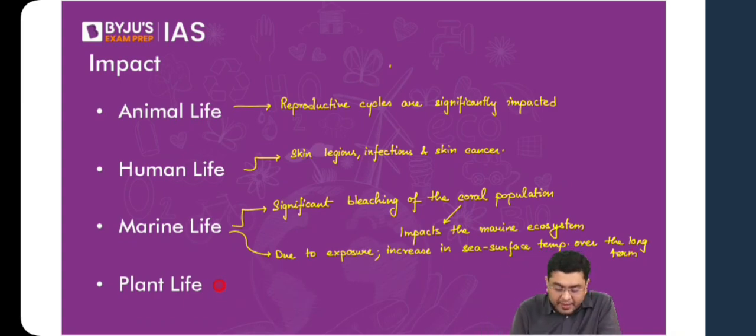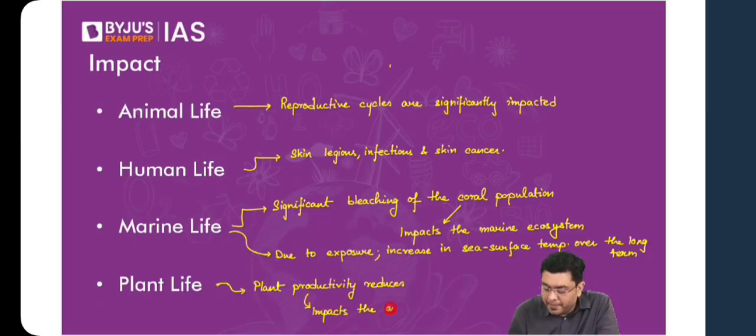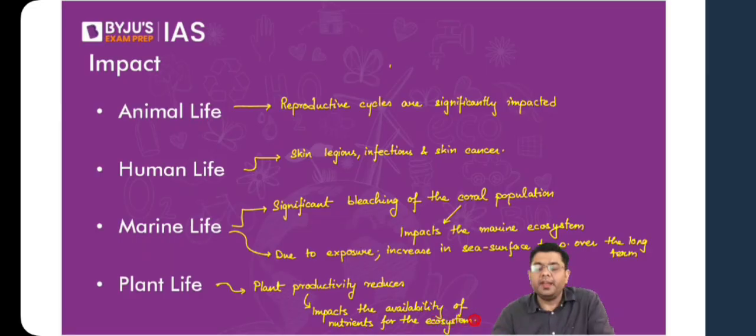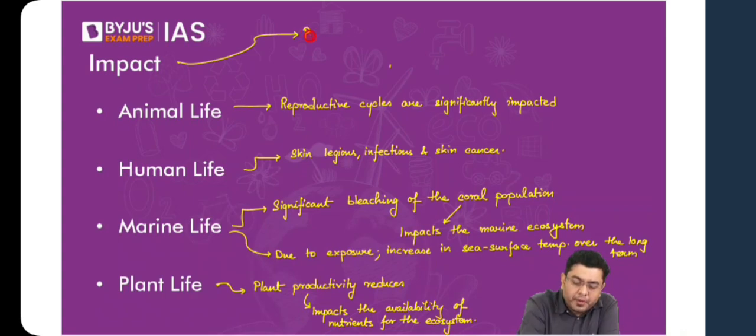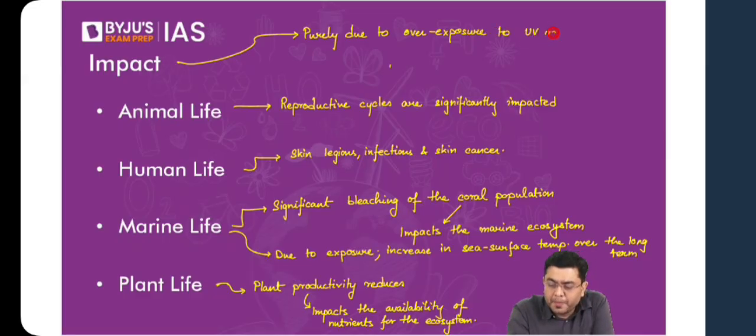So here, when we talk about the plant life, plant productivity reduces. And when the plant productivity overall reduces, this impacts the availability of nutrients for the ecosystem in general. So that is basically the impact of the ozone hole. And this impact is due to overexposure, or simple exposure itself would also do exposure to UV rays.